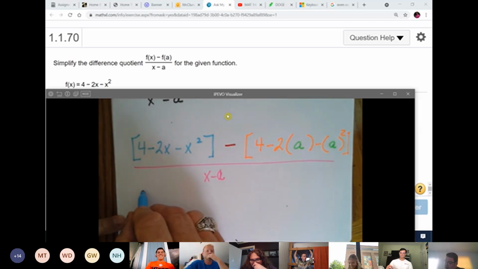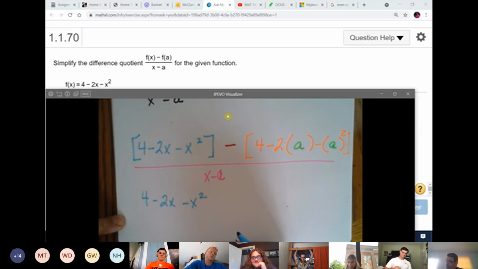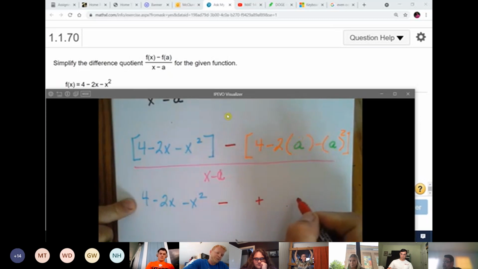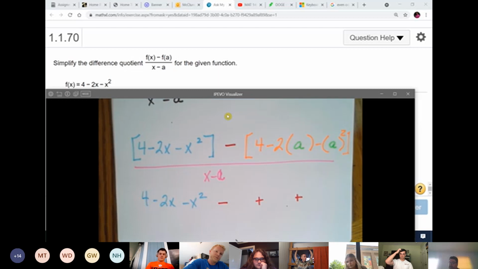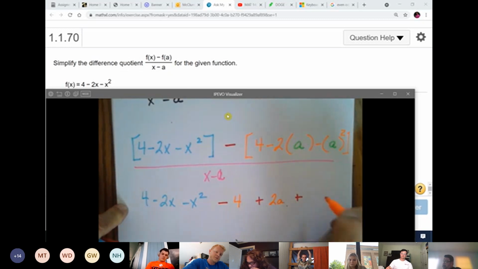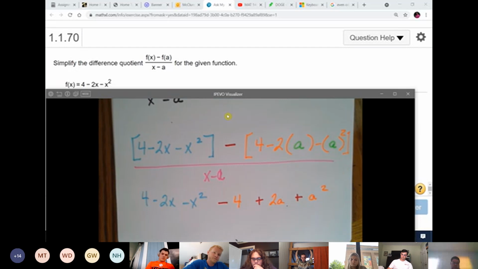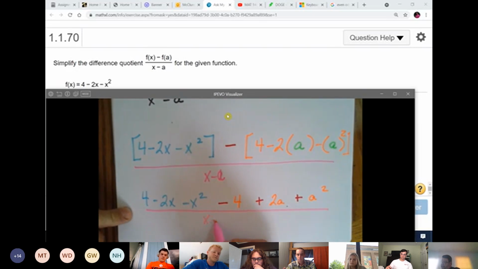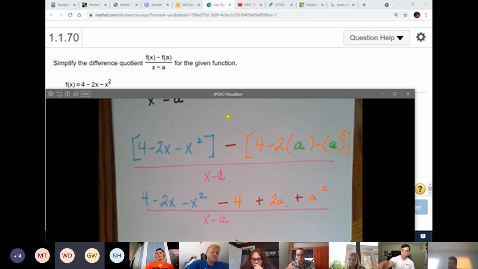All right, so 4 minus 2x minus x squared. And then I'm going to skip this step. I'm going to go ahead and put that negative in there. And that's going to be negative, positive, and positive. And that's going to be 4 and 2a and a squared. Everybody with me? All over x minus a. What's the only thing that cancels? The 4s. The 4s cancel. And I'm going to do something here to tell you how to finish this problem.